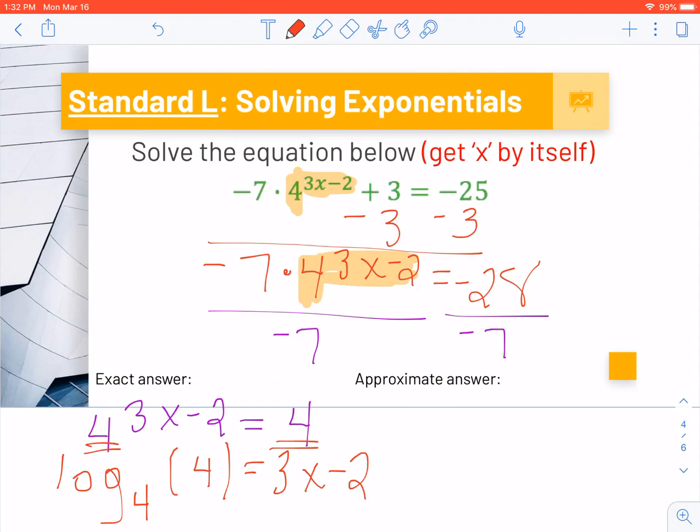Unfortunately, my x isn't by itself yet, so I need to add 2 to both sides. You're kind of running out of room there. I see. My writing wasn't made for this, apparently.